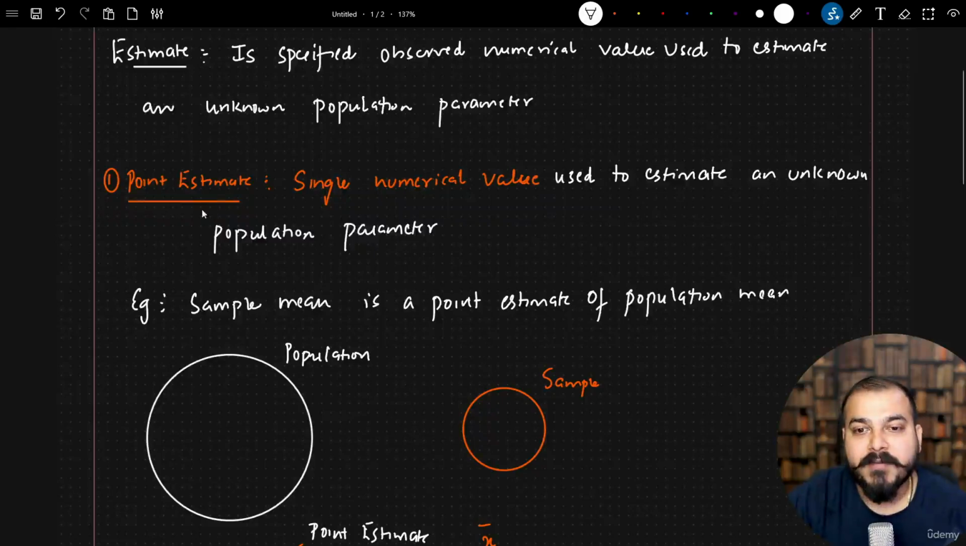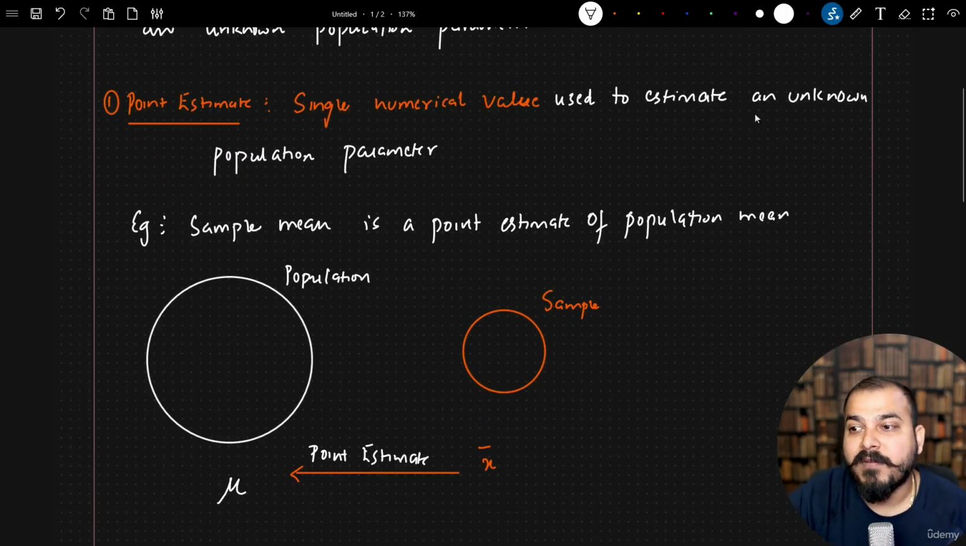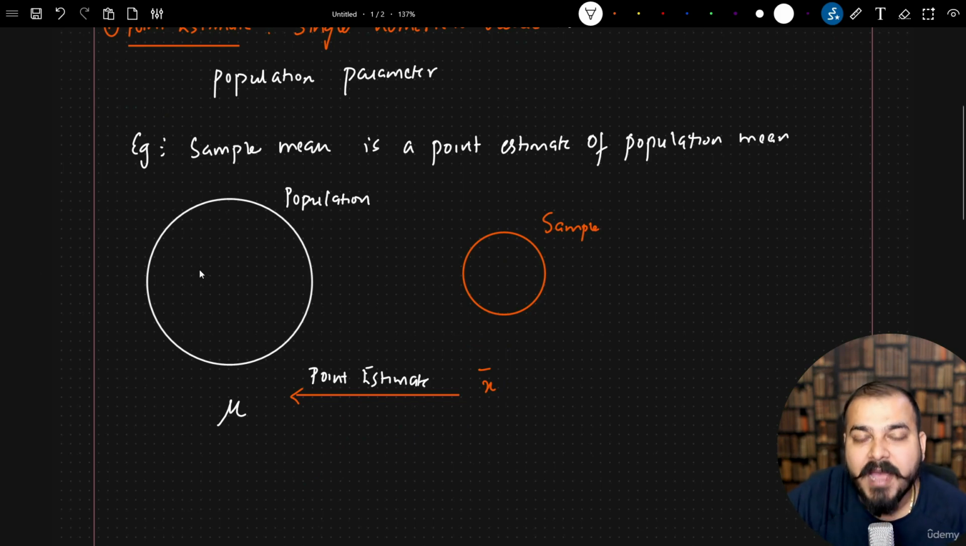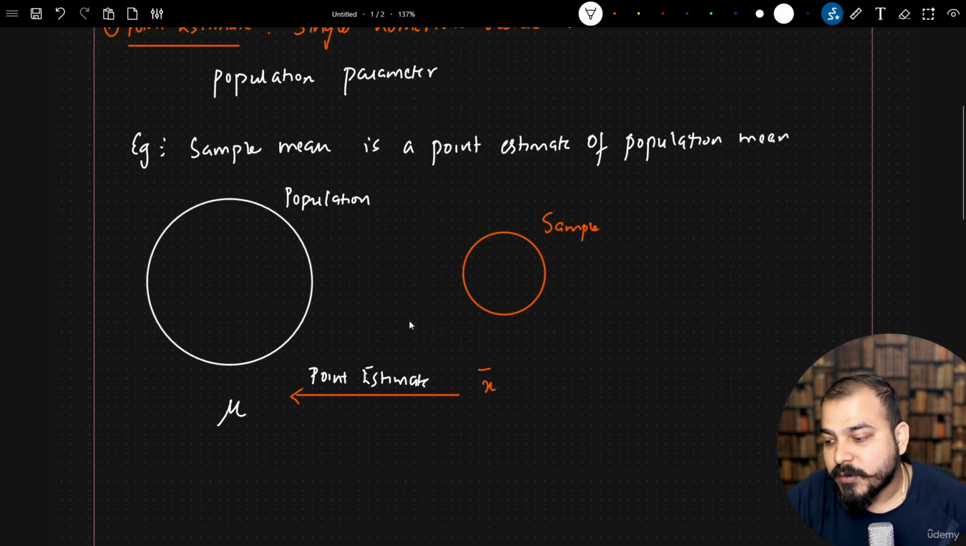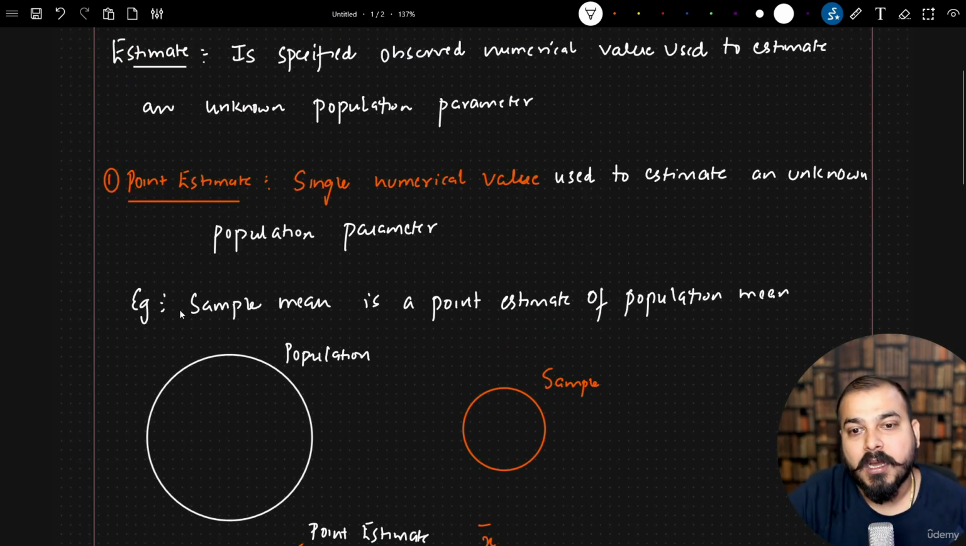Again, let me repeat the definition. A point estimate is a single numerical value used to estimate an unknown population parameter. Suppose I have a population and out of this I take a sample, this x bar that you get is a point estimate of the population mean. This sample mean we will be using in order to represent the population mean. So this is what a point estimate is.